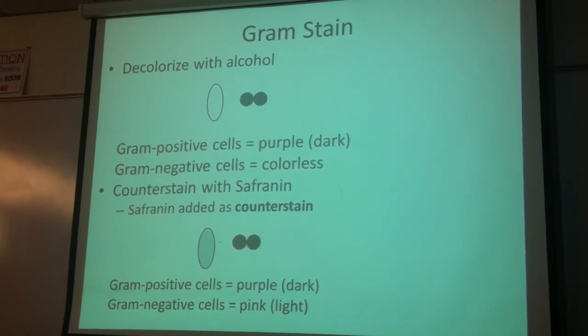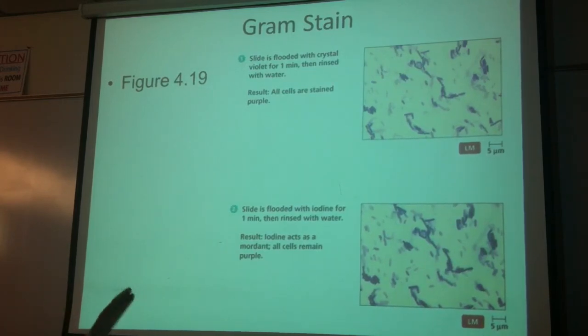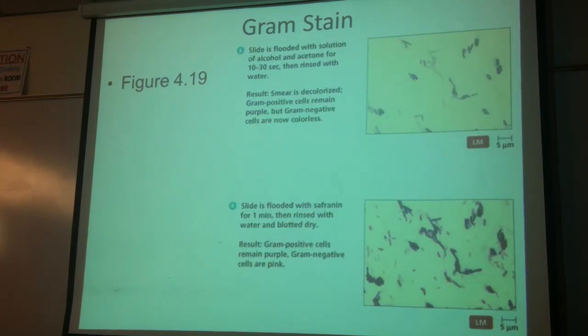Just to show you what that looks like: flood with the crystal violet, wait about a minute, rinse it with water, and everything's purple. Then flood the iodine. What's the point of the iodine? To see the contrast, to help it stick to the cells. It's a mordant. Then flood them with alcohol and acetone.